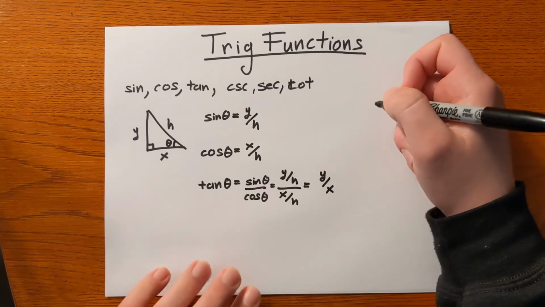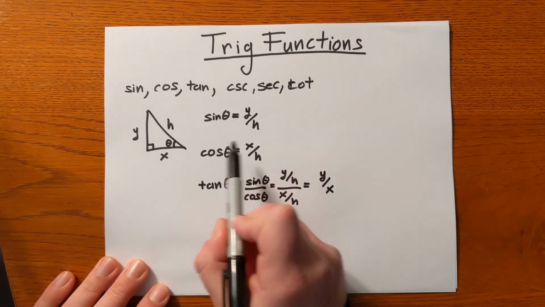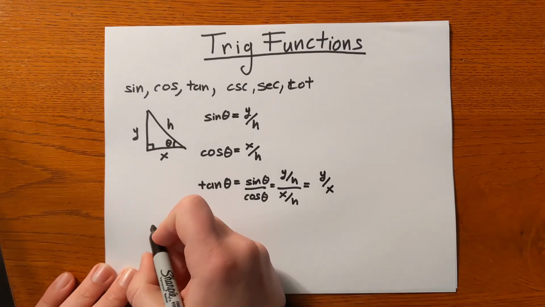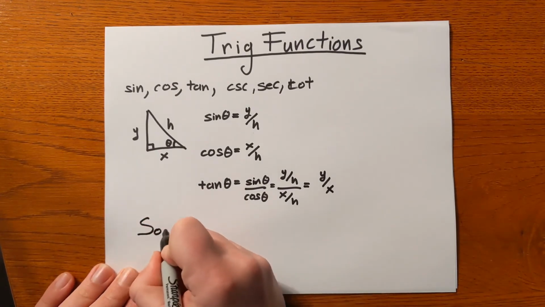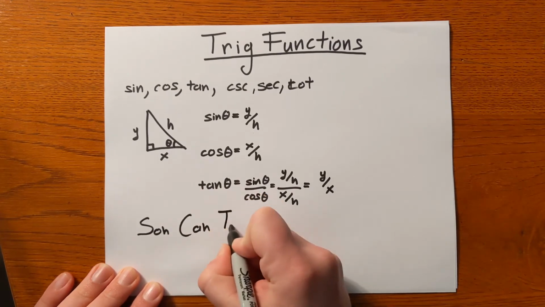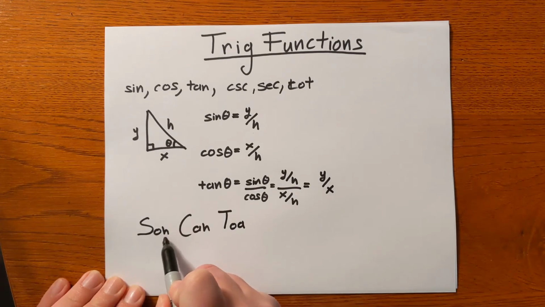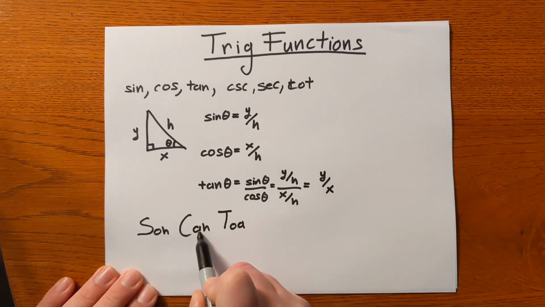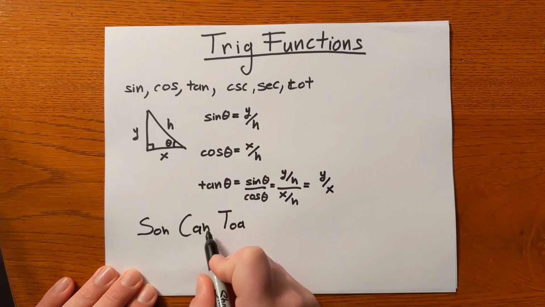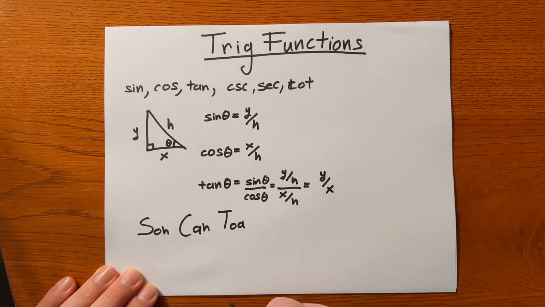Now, there's a nifty little acronym to remember these ratios. It's called SOHCAHTOA. Sine is the opposite side over the hypotenuse, cosine is the adjacent side over the hypotenuse, and tangent is the opposite side over the adjacent side.